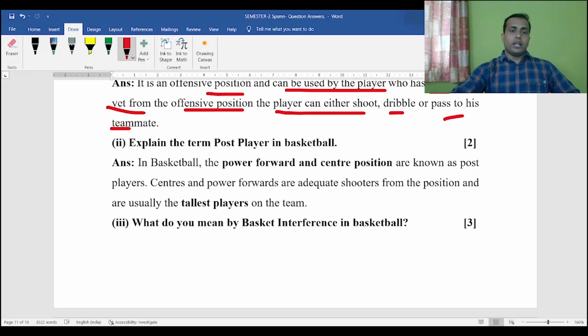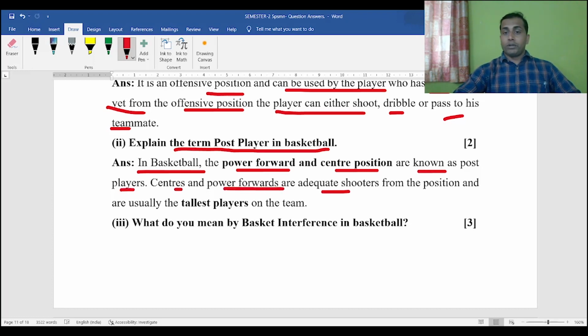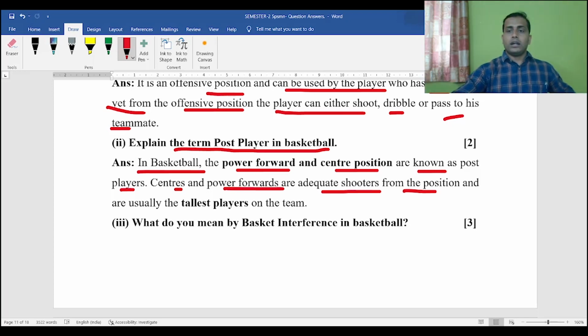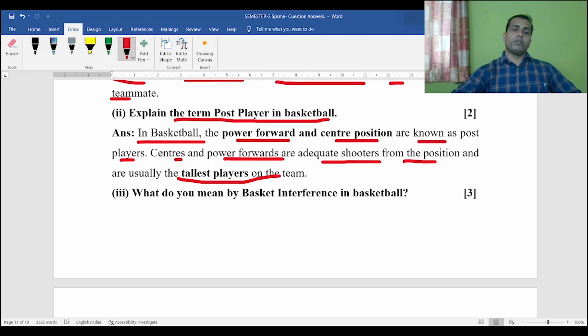Next question. Explain the term post player in basketball. This is a very good question. In basketball, the power forward and center position players are known as the post players. Centers and power forwards are adequate shooters from the position. That means they are very good in shooting. That's why they are kept forward as the center and power forward, and they are usually the tallest players of the team.